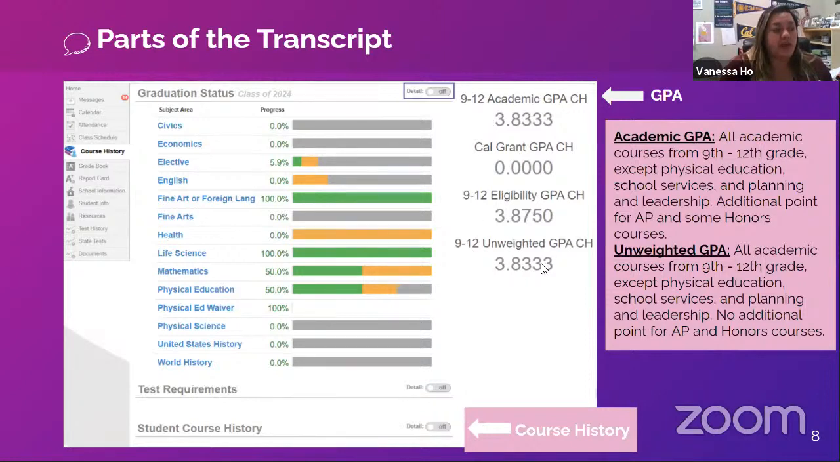The unweighted GPA looks at the same classes, so it does not include the physical education or the service classes, but it does not count the weight from any AP courses that are counted.